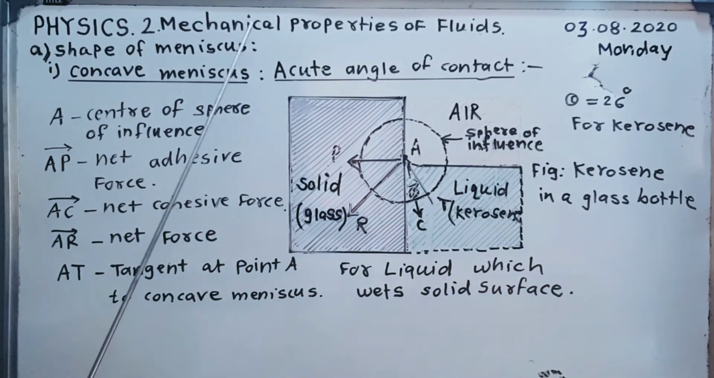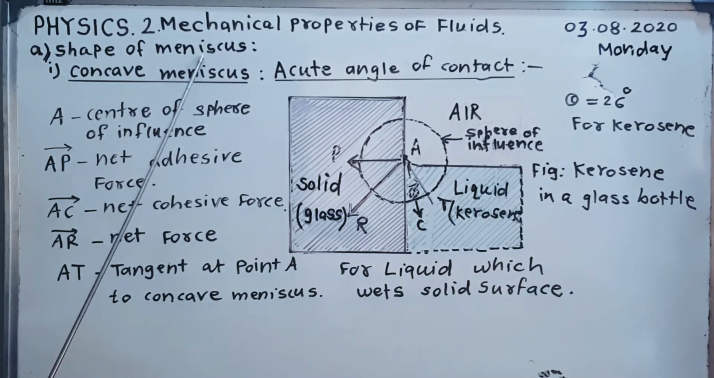Today in this chapter, mechanical properties of fluids, we are considering the next article, which is the shape of the liquid meniscus. In that, first of all, let us refer to this particular figure. This figure is for a concave meniscus, that is, for an acute angle of contact.